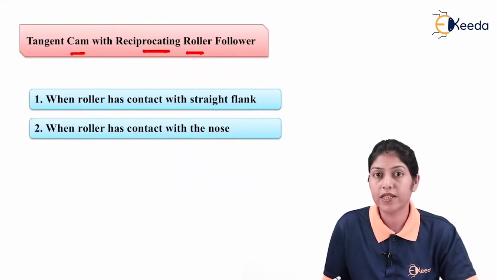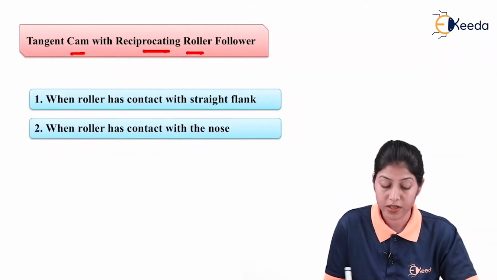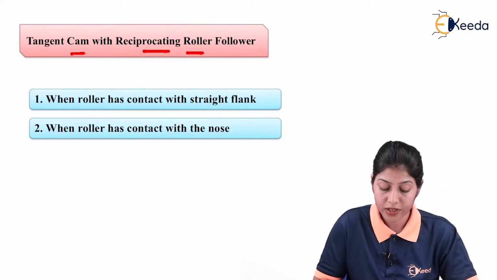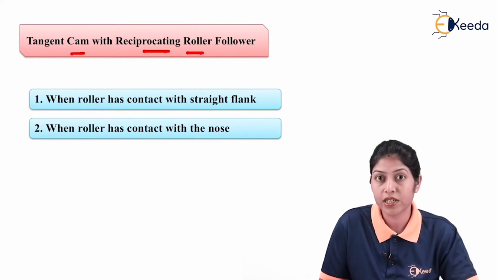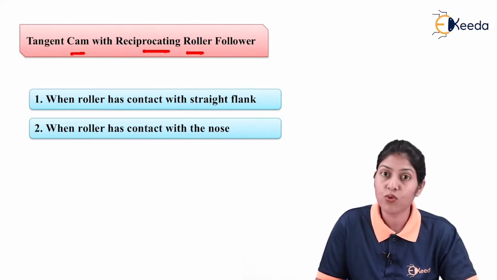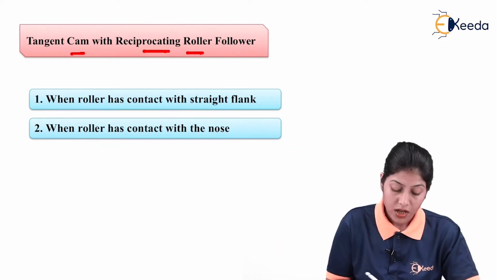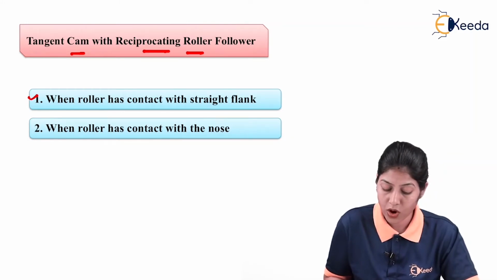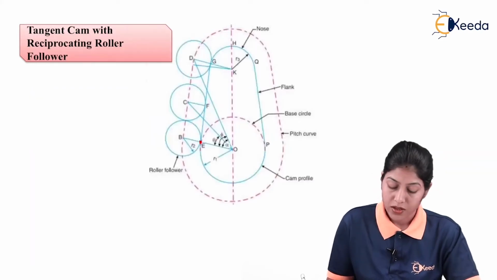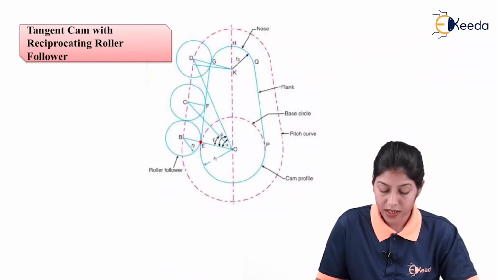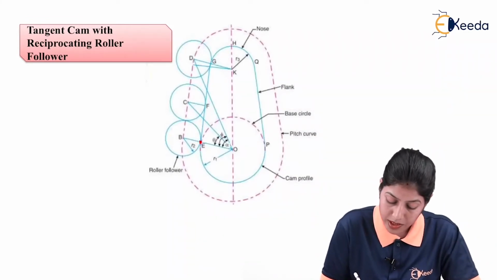or these two surfaces are forming a higher pair. So velocity, acceleration and displacement for this particular cam with reciprocating roller follower we generally define with the help of two conditions or two different positions of the follower. First condition is when the roller has contact with the straight flank, and second condition when the roller has contact with the nose.